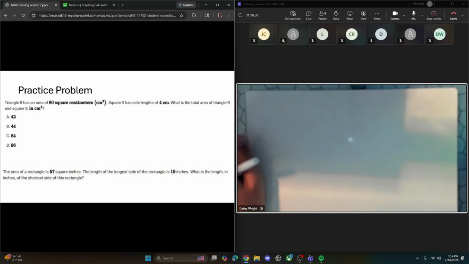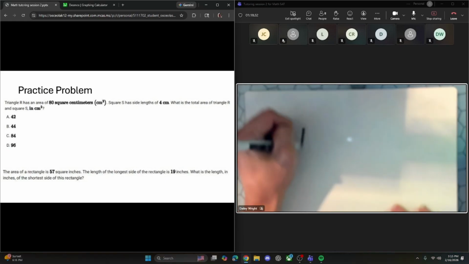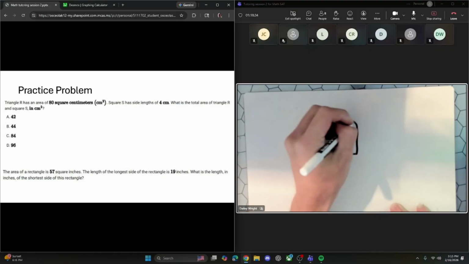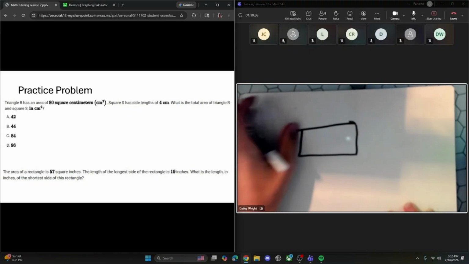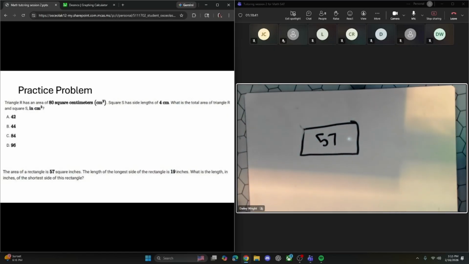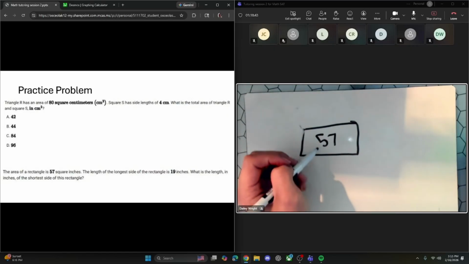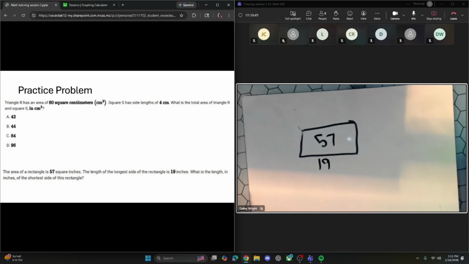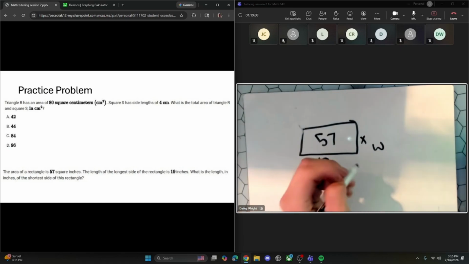The area of a rectangle is 57 square inches. When I put areas in on the SAT, I always like to put the area on the inside. The area of this rectangle is 57 square inches. The length of the longest side of the rectangle is 19, so we know this is 19. What is the length of the shortest side of the rectangle? Let's put that as x. This is your length, this is your width. Area equals length times width.